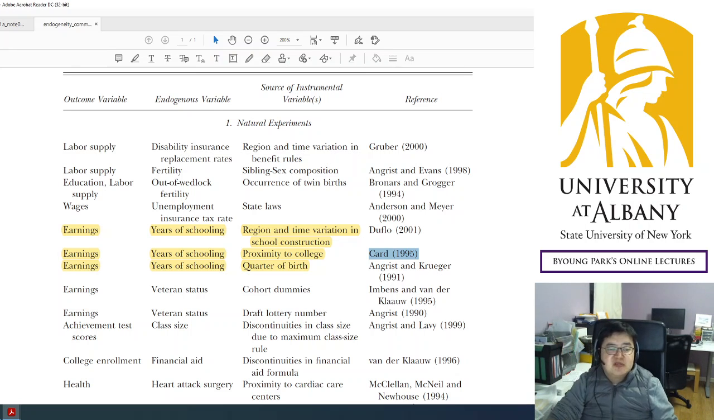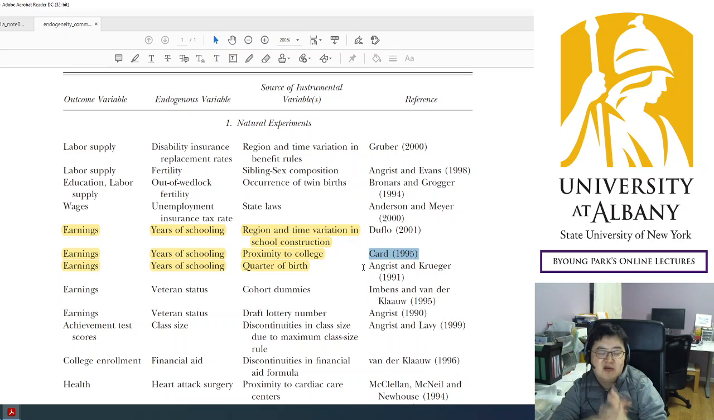So for proximity of college, Card may have used a dummy variable for whether your county has a college, which will be a low-cost option if you want to attend college. Then this will affect your college decision. It affects your education, but whether your home is close to a college or not has nothing much to do with your earnings or your intelligence.